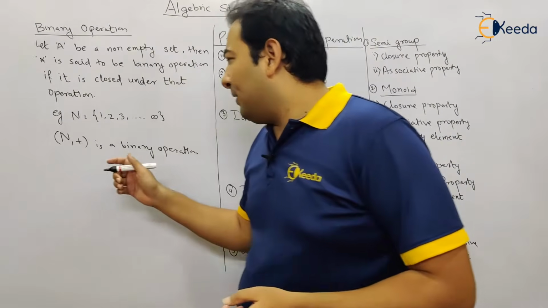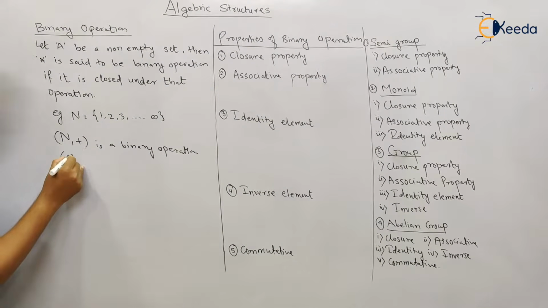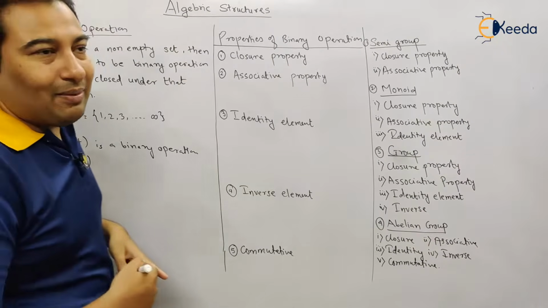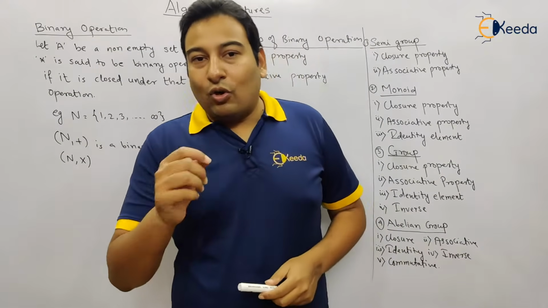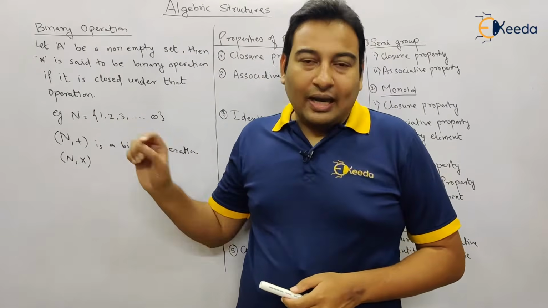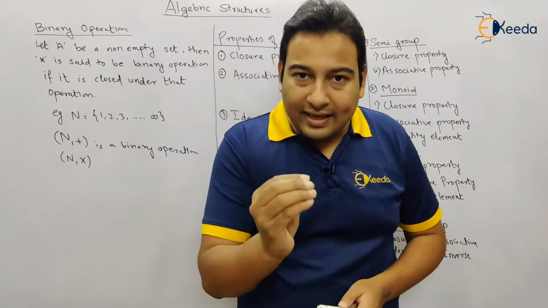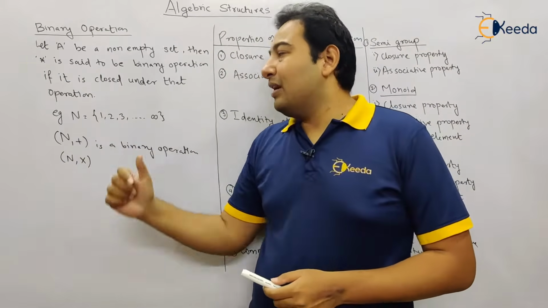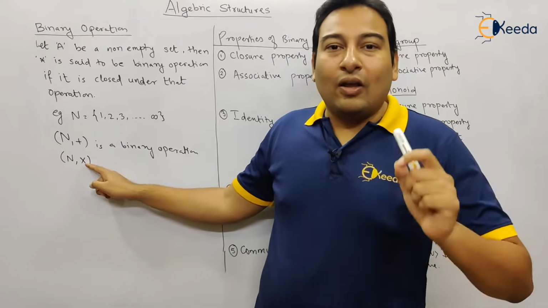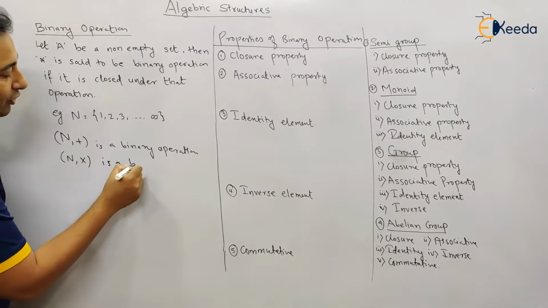Let me give you one more example. Let's say N comma multiplication. Basically I'm not using star because star is a general operation. N comma multiplication, please tell me, is it a binary operation? So what is the condition? Consider any two elements from this set of natural numbers, and multiply. Let's say 2 and 3. If you multiply 2 and 3, the result is 6. That also is a natural number. Therefore you can say N comma multiplication is a closed operation, and therefore it is called a binary operation. Therefore it is also a binary operation.